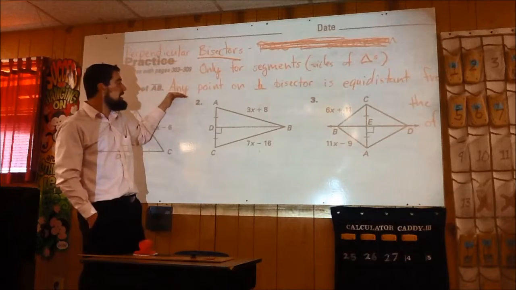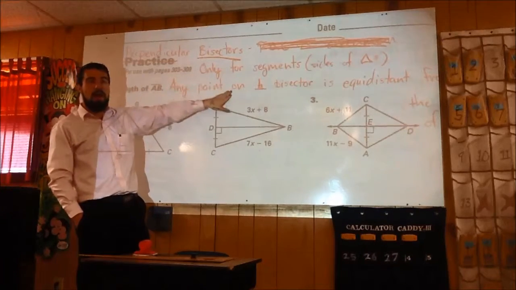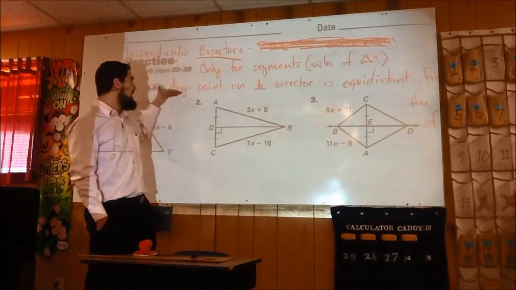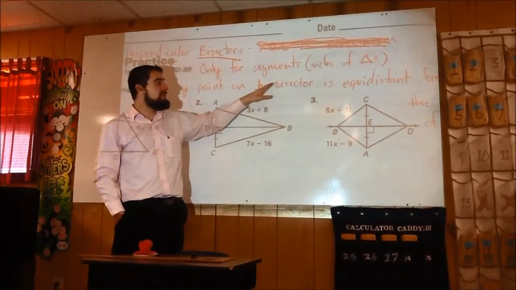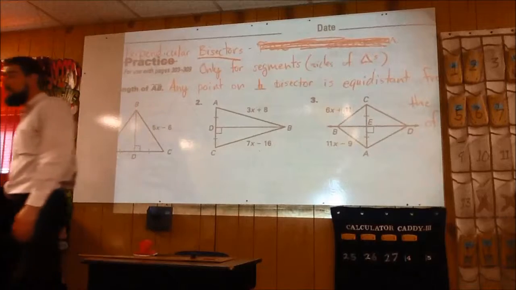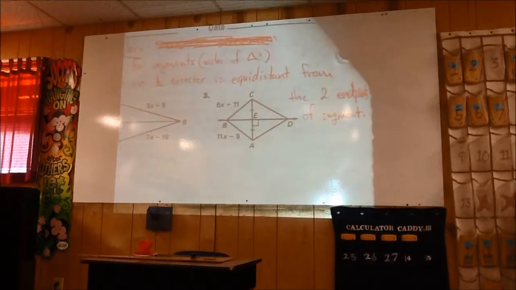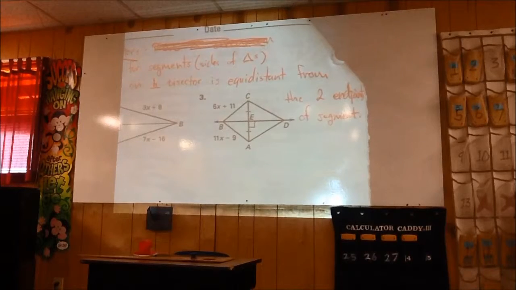The next thing we need to add is: any point on, what does this symbol mean? Perpendicular. So any point on the perpendicular bisector, let's go ahead and write this, any point on perpendicular bisector is equidistant from the two endpoints of the segment.